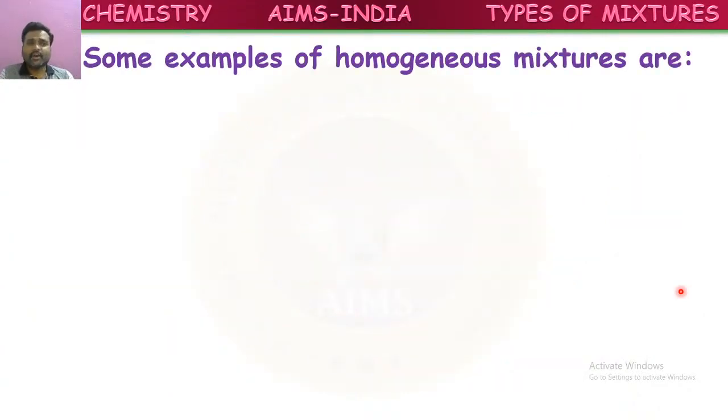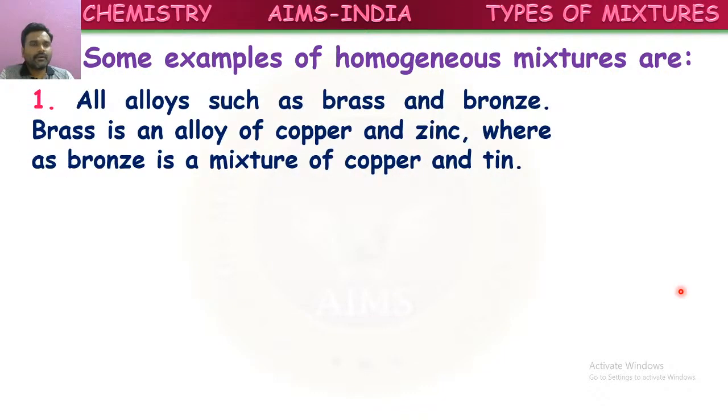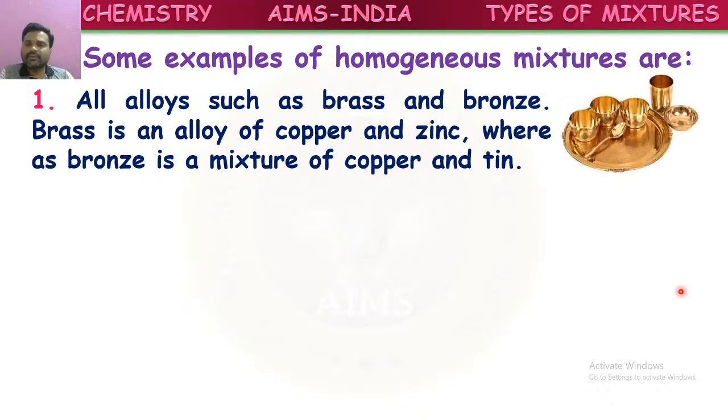Next, here they have given some examples for the homogeneous mixtures. Let us see them. All alloys such as brass and bronze. Yes, brass and bronze are alloys of different metals. Brass is an alloy of copper and zinc. By mixing copper and zinc in the molten state, we get brass. In the same way, bronze is also a mixture of two metals, that is copper and tin.